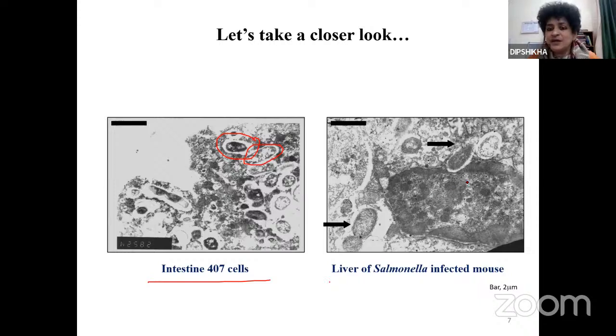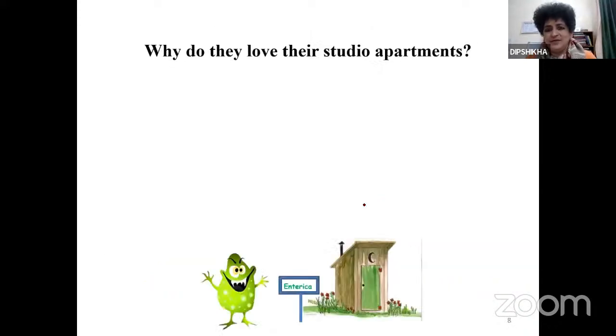It spreads to the liver. And when you take the liver sections, you again see a single bacterium per vacuole. That means it is not limited to the macrophages or to the epithelial cells. It is indeed their home, even in an organ. And that is something which has opened up our eyes.